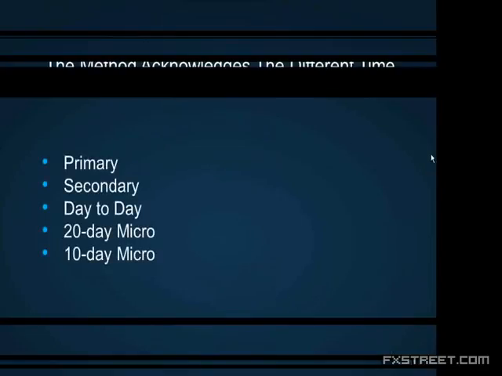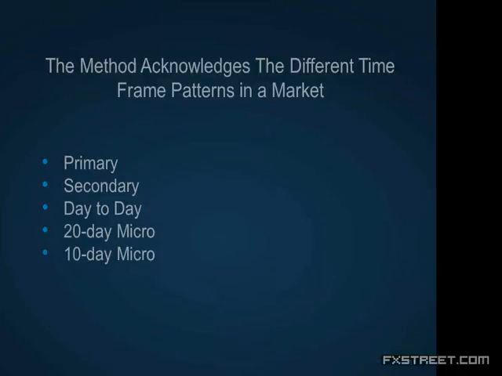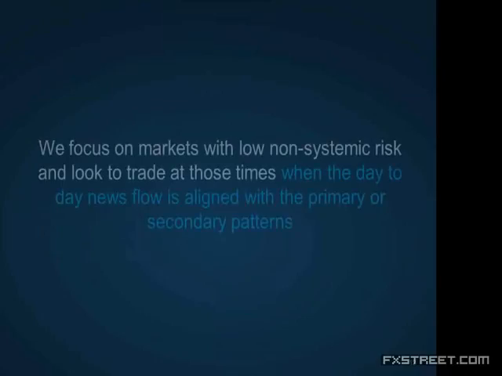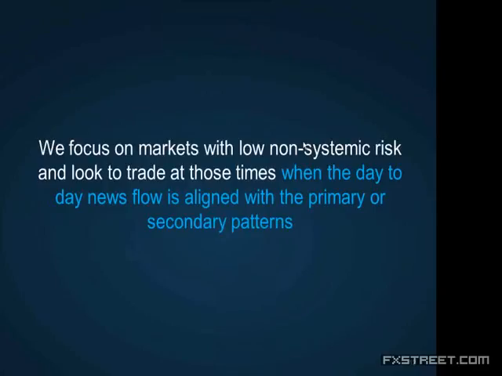So before I define our method, I wanted to point out that we are taking different slices of the market and we're defining that pattern for that slice. Now I can define what I do. Here's the method. Here's our longer term method in a nutshell. We focus on markets with low non-systemic risk and look to trade at those times when the day-to-day news flow is aligned with the primary or secondary patterns.